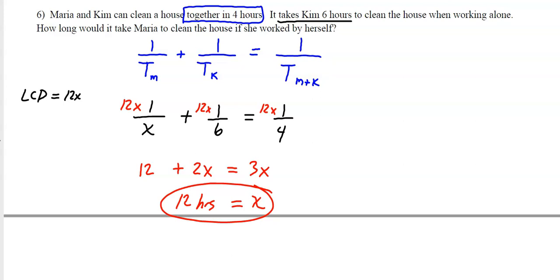This really would help if you own a business and you're trying to schedule and you know what people can do separately. You could say, well, what if I put the two of them together on the same job? How much faster can we get it done? This would be a nice little way to figure out where you should deploy your manpower.